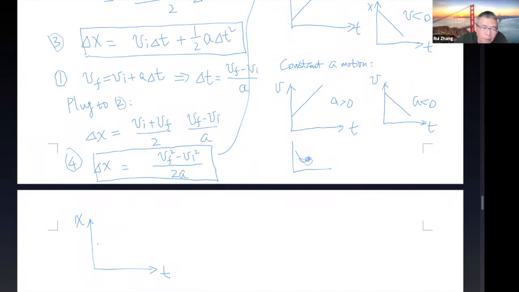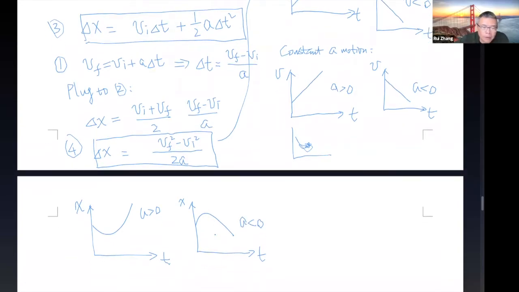It could be all kinds of parabolas. For example, it could be something like this, or something like this. A parabola going like this corresponds to the case A larger than 0, and this one corresponds to A smaller than 0. Because the slope is changing: in this case, the slope goes from negative to positive, so V increases, so A is larger than 0. In this case, the slope goes from positive to negative, so A is smaller than 0. So this all makes sense.